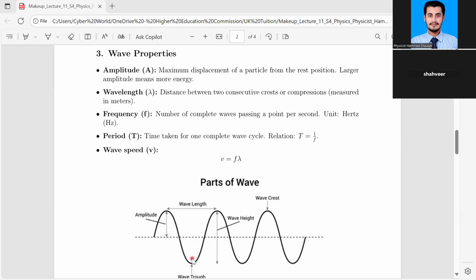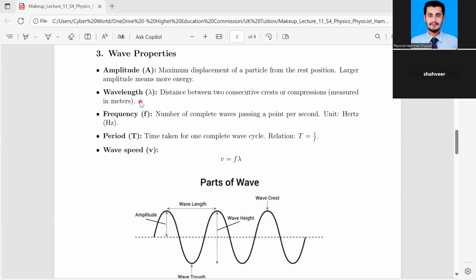This amplitude basically shows the energy. The greater the amplitude, the more energy the wave has. So you can see that larger amplitude means more energy. By just identifying the amplitude of a wave, you can easily identify how powerful your wave energy is. If you are getting more amplitude, it means your wave has more energy.